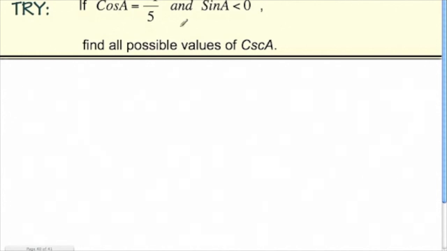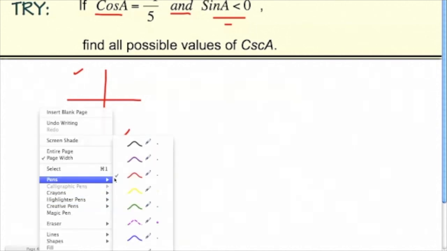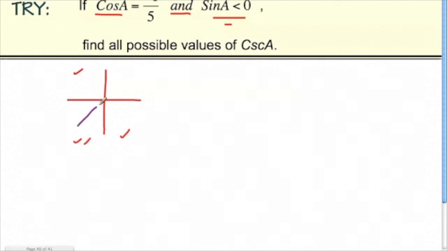Now I want you to try this one. This one has the word and in it. So you can pause this and just do it on your own and check my answer. I would definitely get the picture drawn. We have to do a checklist because we've got the word and. So we have a cos negative, check mark, and sine negative, check mark. So now we know it's in quadrant 3. That's where it's got the 2 check marks.